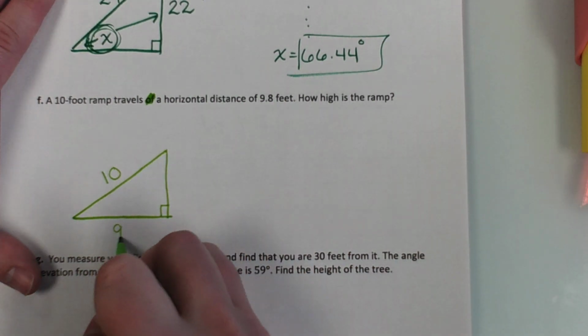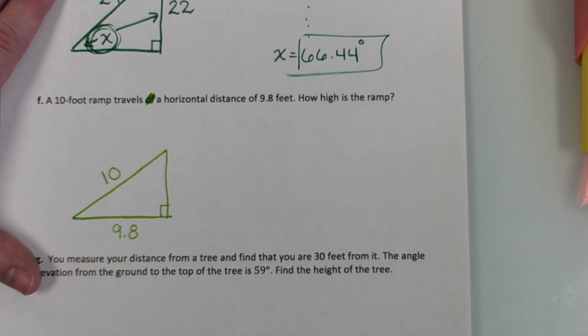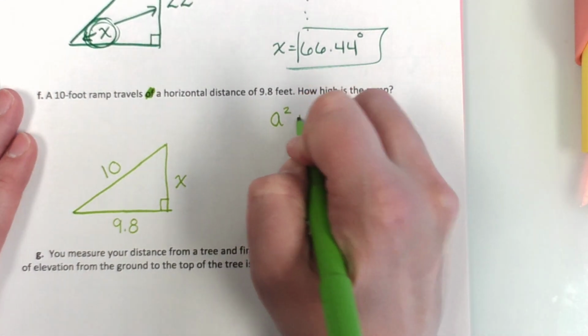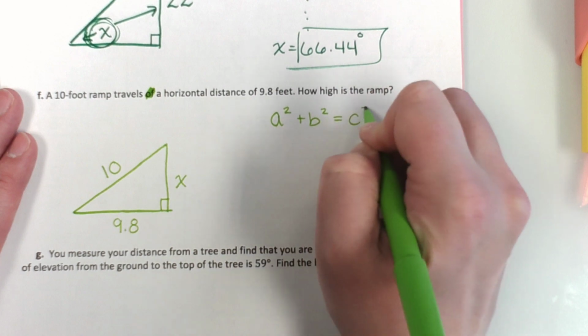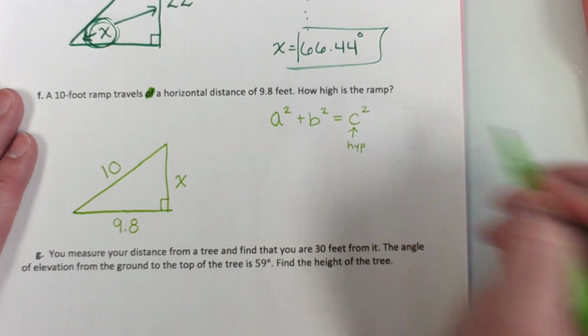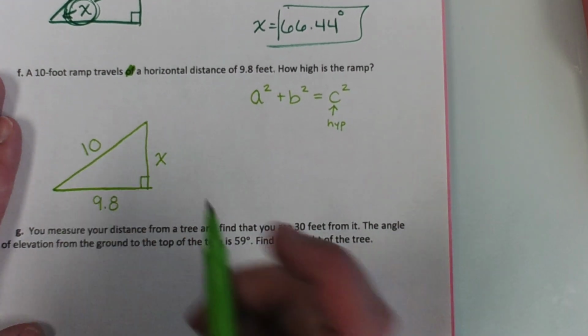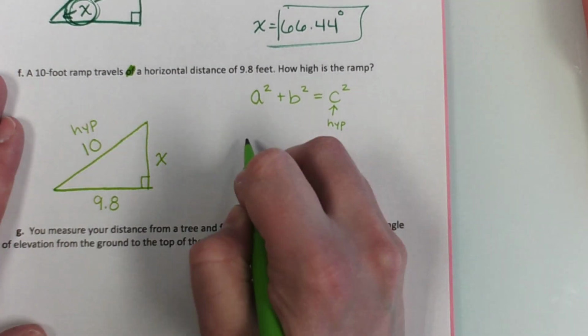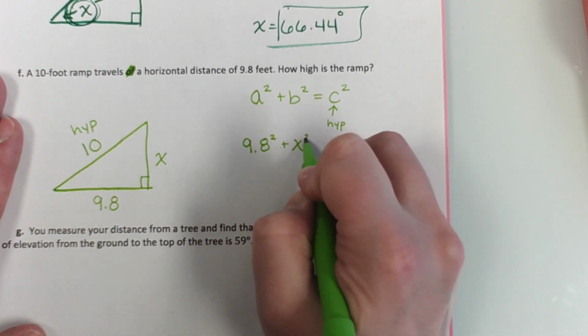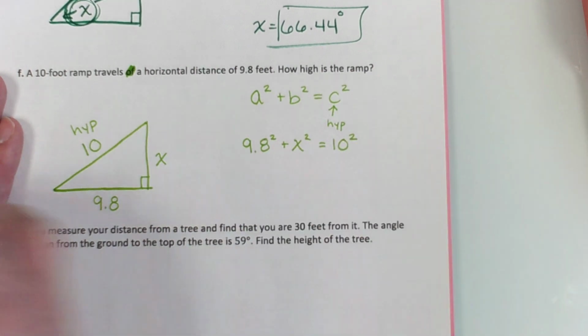The horizontal is the 9.8. How high is the ramp? I'm looking for the vertical, which means I'm using Pythagorean theorem. A squared plus b squared equals c squared. I'm picky about which of those spots: the c has to be the hypotenuse. Which side's the hypotenuse? 10. So the other two I don't care. 9.8 squared plus x squared equals 10 squared.